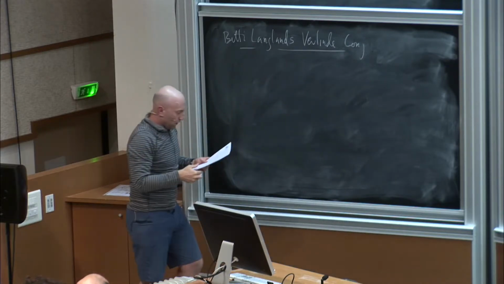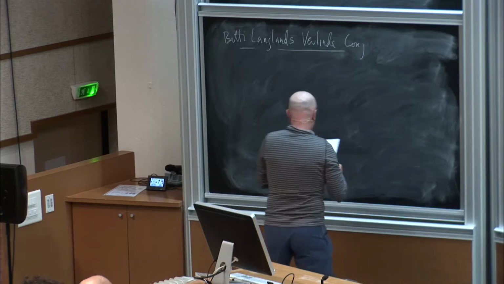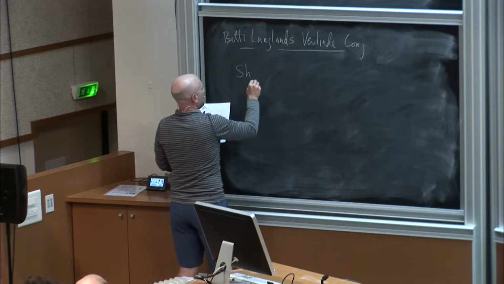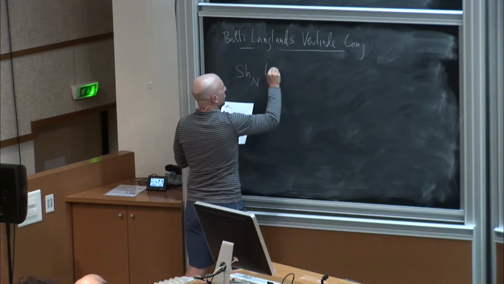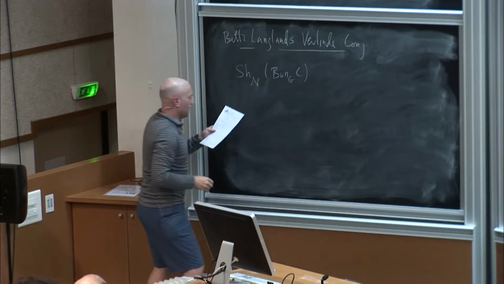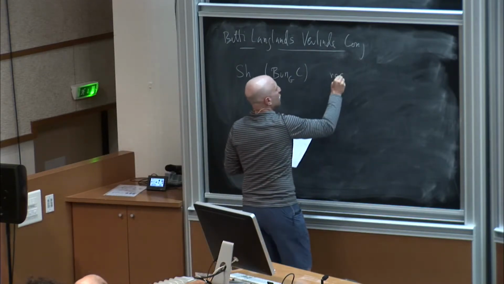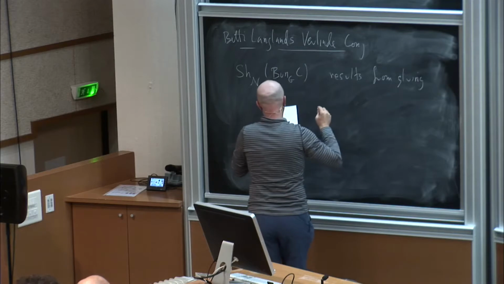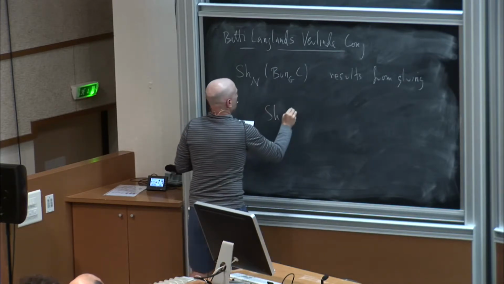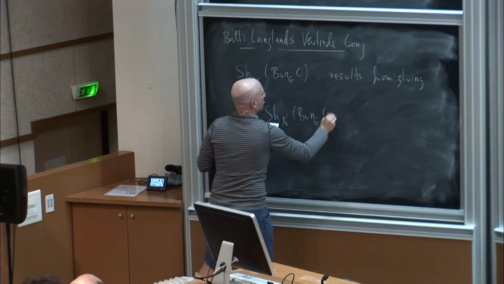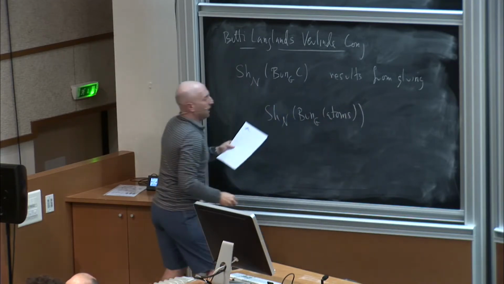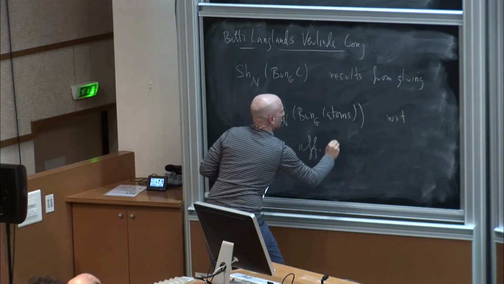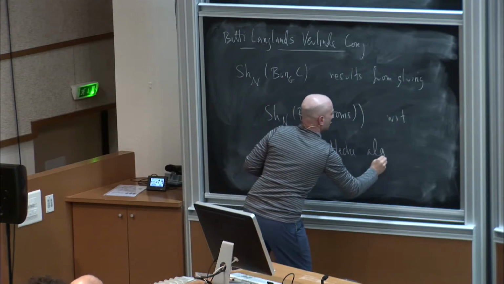Okay. So here's a rough formulation, and I'll make it more precise in a moment. The Betti Langlands Verlinde conjecture would be that the automorphic moduli sheaves with nilpotent singular support on Bun_G of C can be obtained or results from gluing the sheaves on Bun_G of these atoms with respect to the affine Hecke algebra, or affine Hecke category.